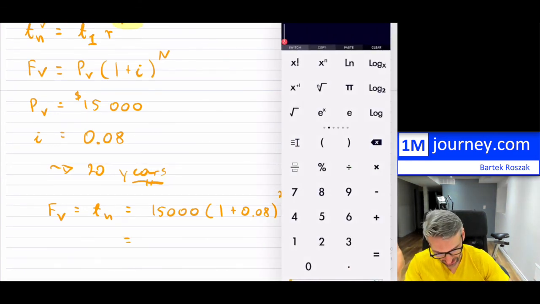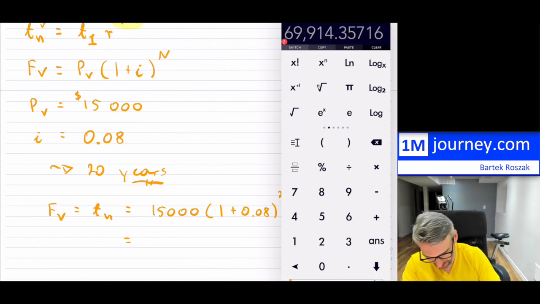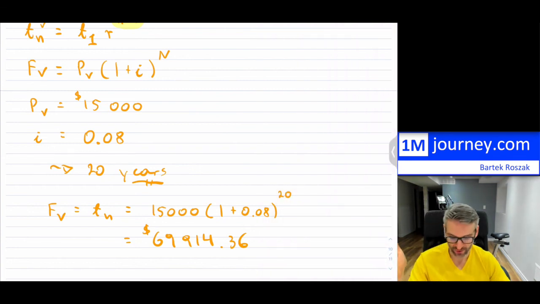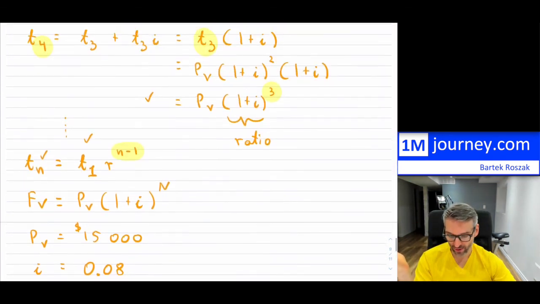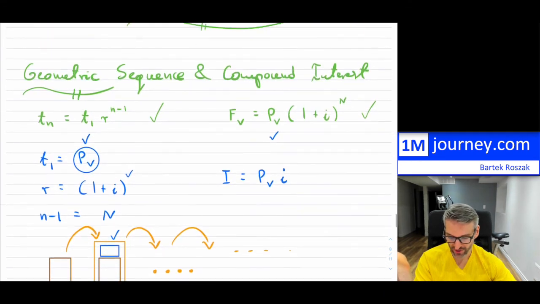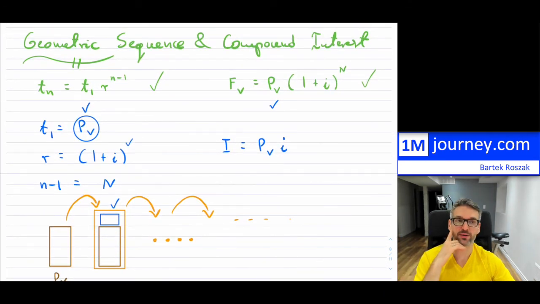So you can plug it in. 15,000 multiplied by 1 plus 0.08, and then raised to the 20. It's going to be a nice chunk of money. So I'll round it to the penny, and this is what you would have had. And now you kind of know how the geometric sequence is tied into compound interest.